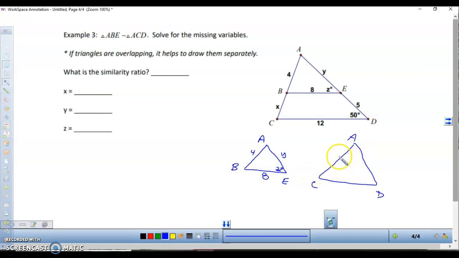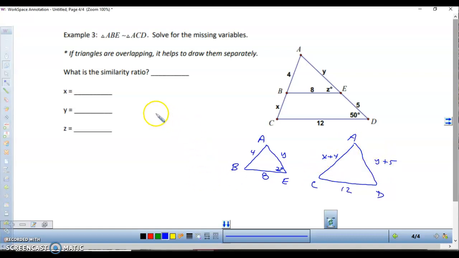Right? In the bigger triangle, I know that from A to C is this plus this, so it's X plus 4. And I know from A to D is Y plus 5. And then I know the bottom CD there is 12. So you guys will notice that by drawing them separately, it's easier for me to see that this entire length is X plus 4 and Y plus 5.